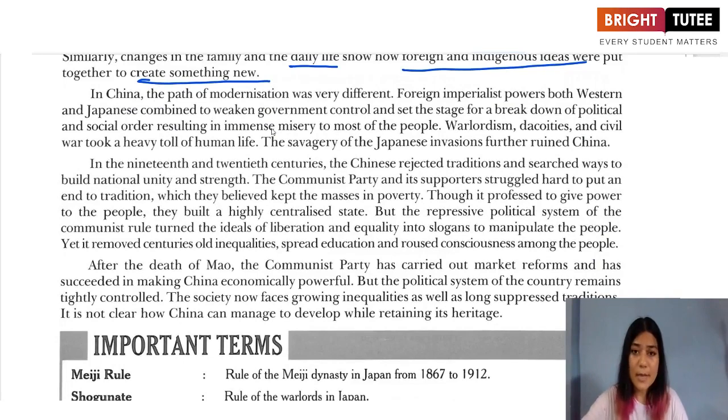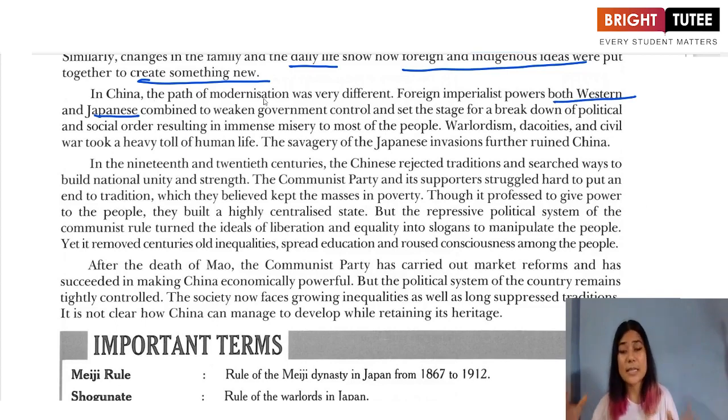Now in China, the path to modernization was very different from that of Japan. Foreign imperialists, both Western and Eastern, by Eastern I mean Japan, came together to weaken the government and to control its government and its territories. This kind of invasion, these kinds of circumstances, guided the Chinese path to modernization.